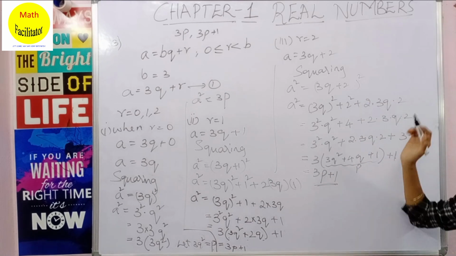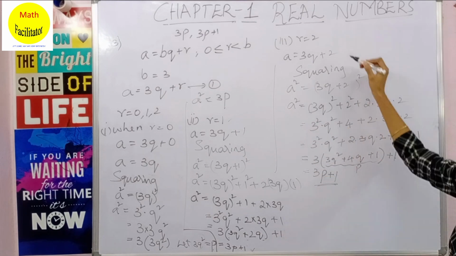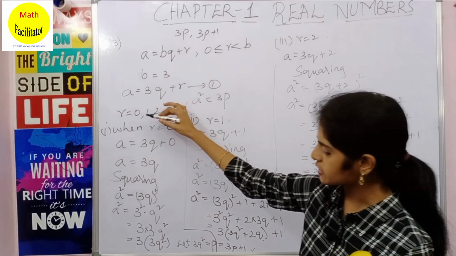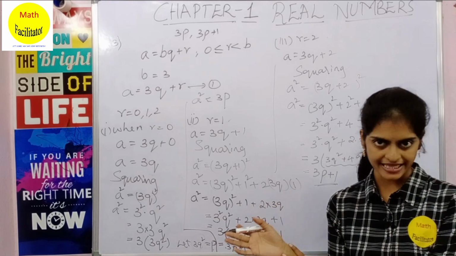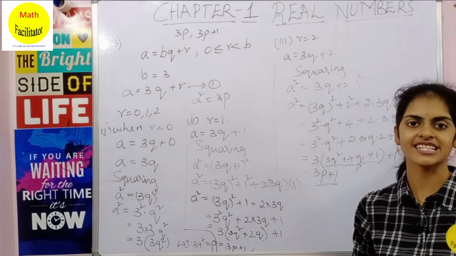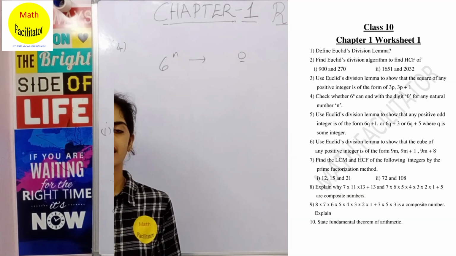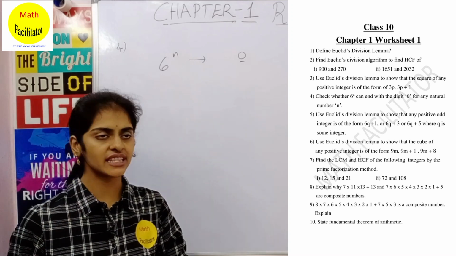Okay, so even when you took r equal to 1, you got it as 3p plus 1. When you took r equal to 2 also, you got it as 3p plus 1. And when you took r equal to 0, you got it as 3p. Okay, so the square of any positive integer is of the form 3p and 3p plus 1. This is how you prove it. Clear?